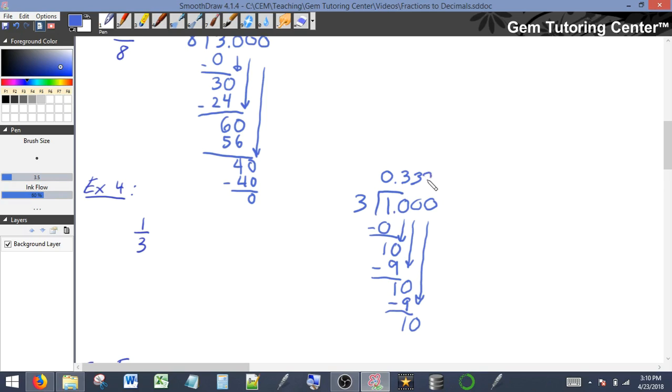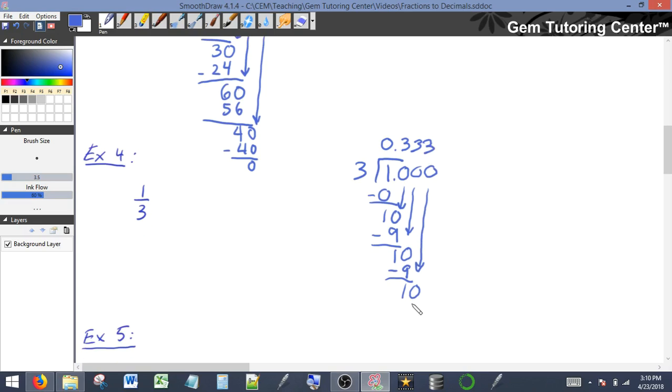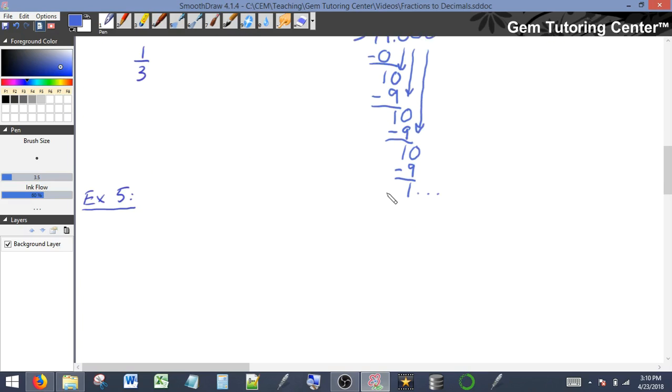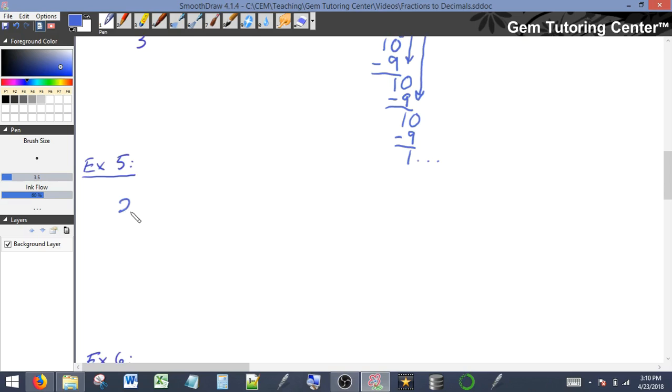Again, 3 goes into 10 3 times, so it's another 3 there. So 9, 1. So this keeps going forever, and we end up getting 0.333333 something. Actually, not something. It keeps going on forever with 3's. So one way that we write this is 0.3 with a bar on top. The bar means that this 3 repeats. Okay, the 3 repeats forever. All right, let's go to the next example, which is 2/9.